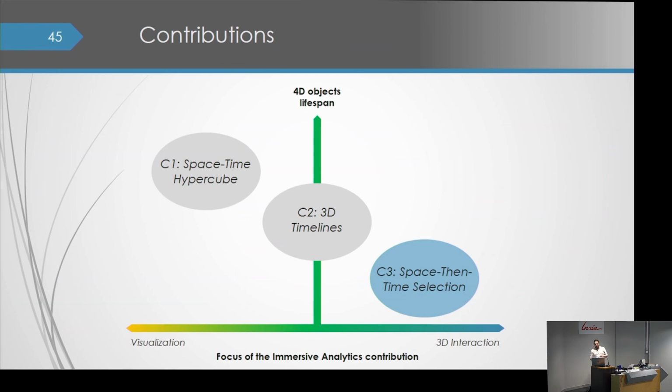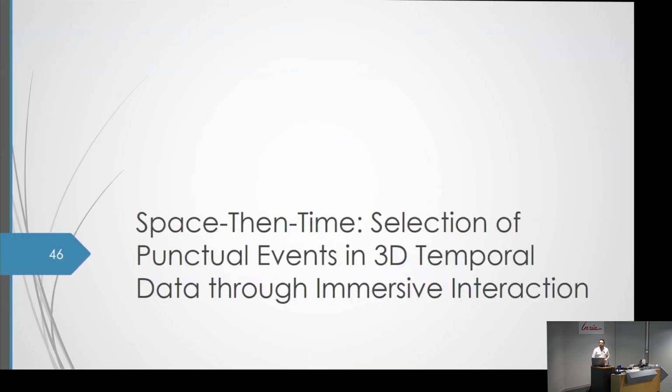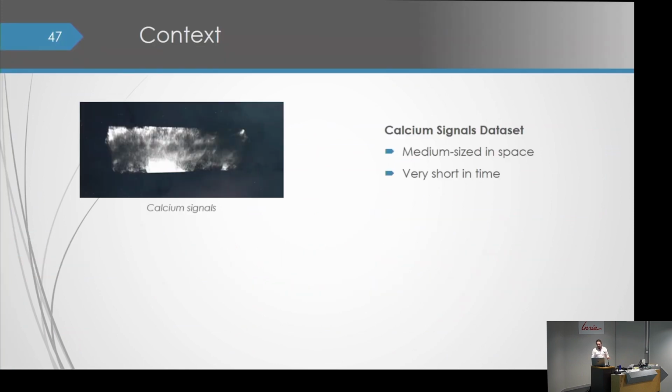So finally, we wanted to approach 4D objects that would have a really short lifespan, and propose a selection method to be able to select them. So we propose a particular selection process to be able to select those punctual events in 3D temporal data sets.